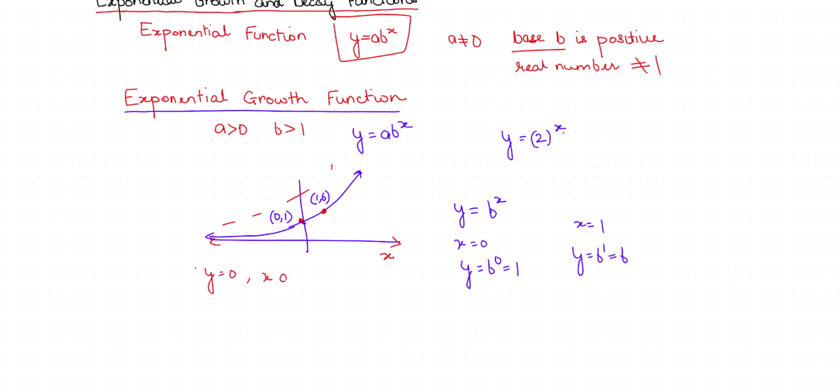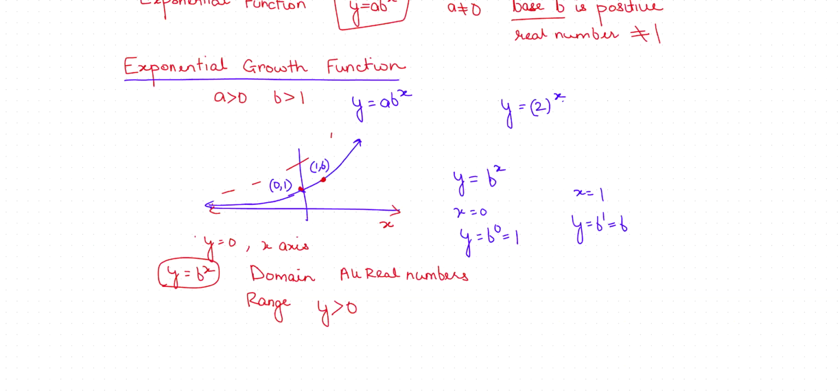So in this, the domain is all real values and the range is y is greater than 0. So for this function y is equal to b^x, the domain is all real numbers and y is greater than 0. If a is negative or something, then it may differ. But this is the case. Okay, let's see another concept.